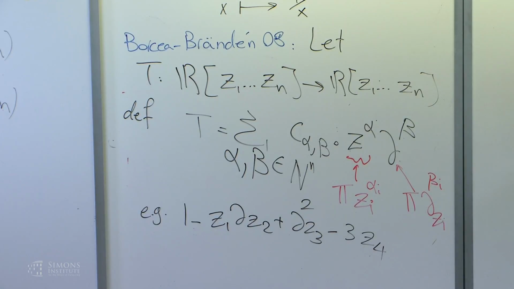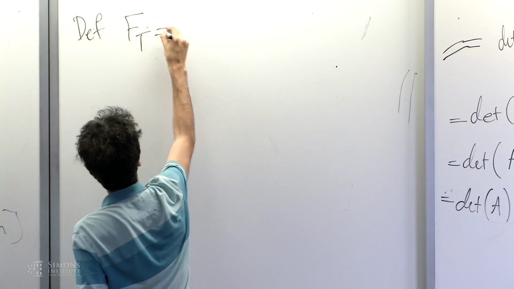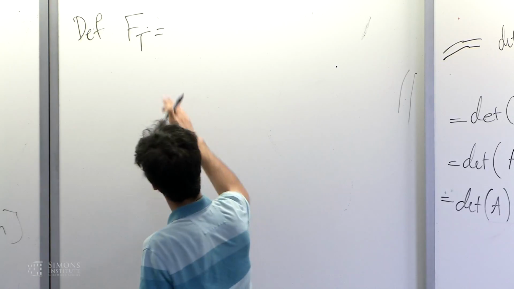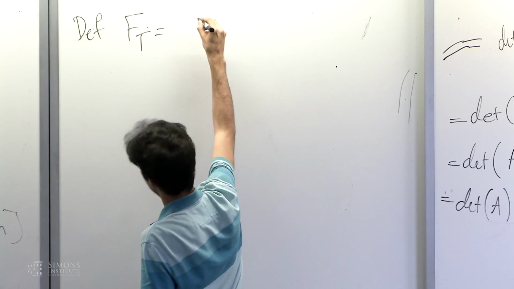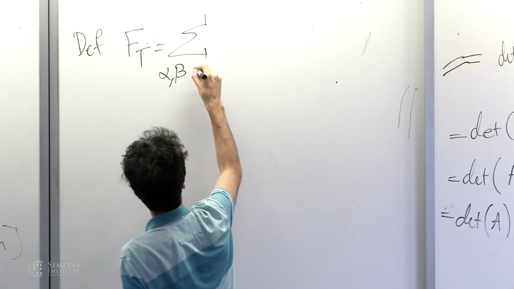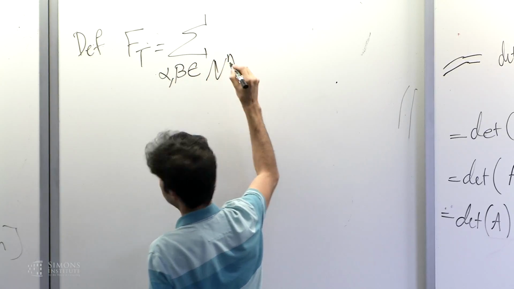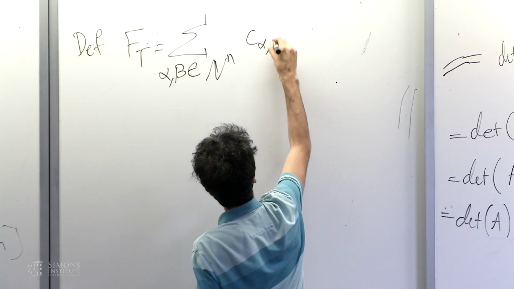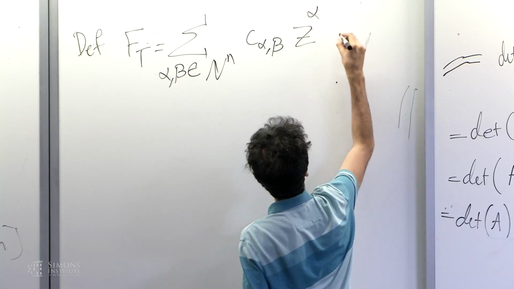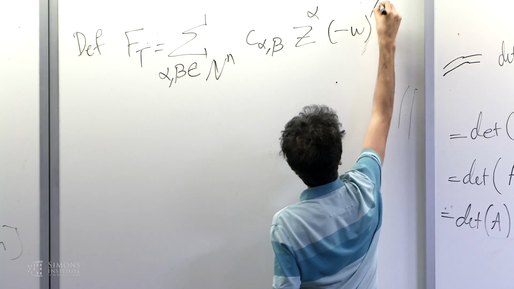In order to answer that, I need to define a new thing. Let T be this. Now define f of T. You can think of it as a symbol of T, but this is not really a symbol, since symbol is defined differently. Let's call it the symbol of T anyway. Define it as follows: the summation over, again, all alpha and beta, which are integer vectors, of C of alpha comma beta, where I'm thinking of C as a real number, times z to the alpha minus w to the beta.